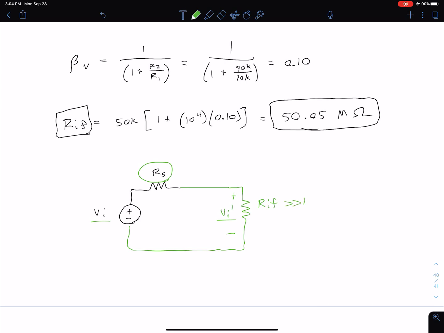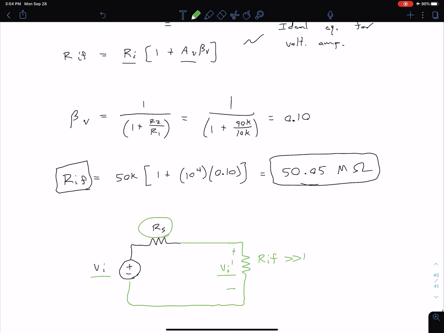And as we see here, having this feedback network has taken our input resistance from a relatively small input resistance value of 50K to a much larger value of 50 mega ohms.